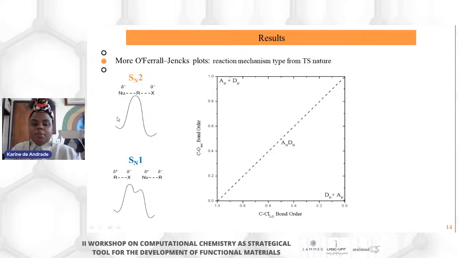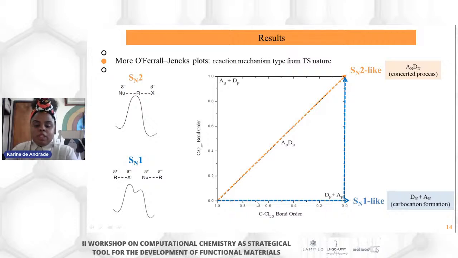So an SN2 reaction mechanism in a Marrow-Fairbanks plot will look like that, which is a concerted process, also known as an associative-dissociative process. While in an SN1 reaction mechanism, the first step is the dissociation of the carbon-leaving group bond, forming a carbocation, and only then is there the attack of the nucleophile on the carbon. So in the Marrow-Fairbanks plot, this is an SN1-like mechanism. In the first step, the carbon-leaving group bond is dissociated, and only then is there the association of the carbon-nucleophile bond. This process is also known as dissociativity plus associativity.